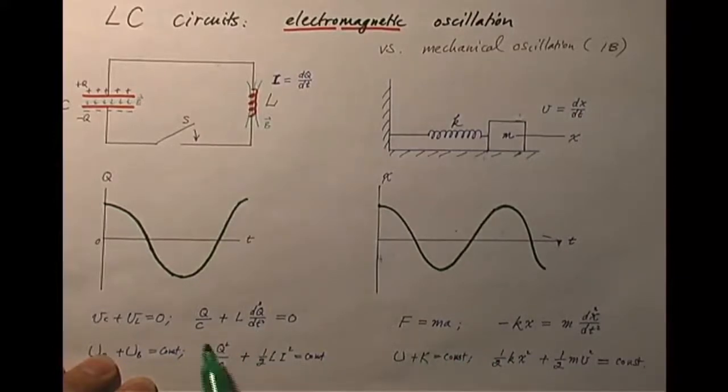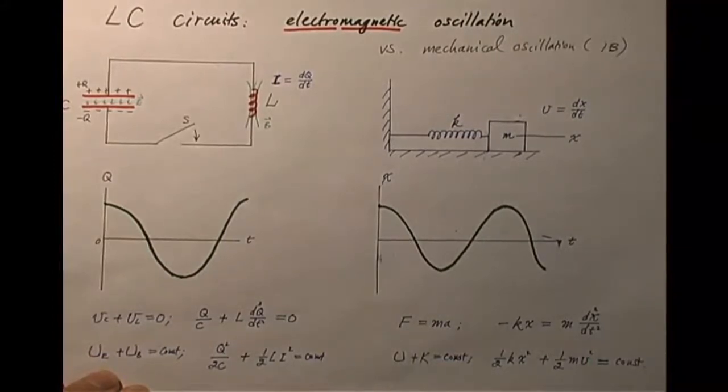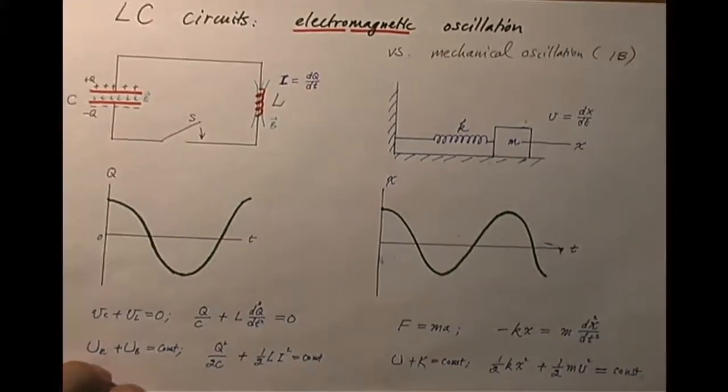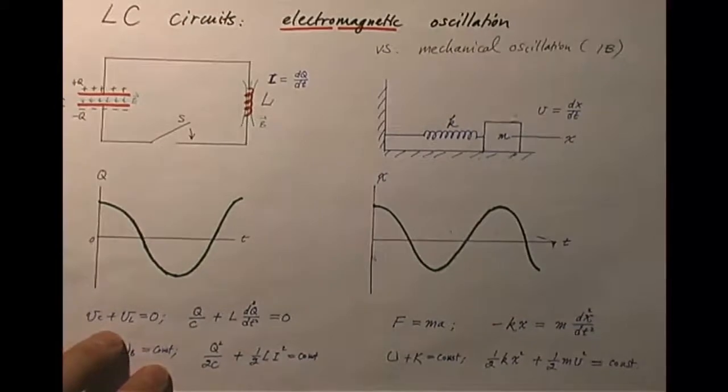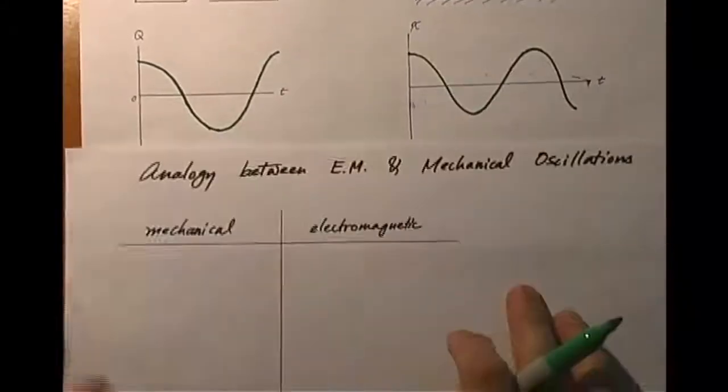And what about 1 over C here? 1 over C replaces k. That's the parameter in front of the x value or in front of the q value. So you see there exists a one-to-one correspondence between these two oscillations, the electromagnetic oscillation and the mechanical oscillation, if we replace q with x and also find some correspondence between the parameters.